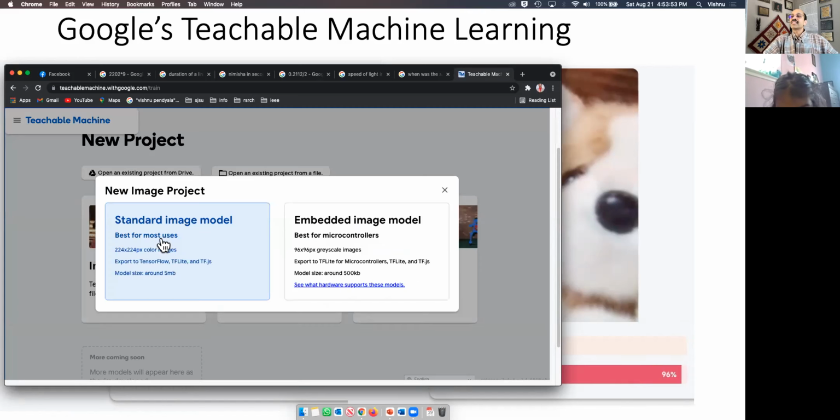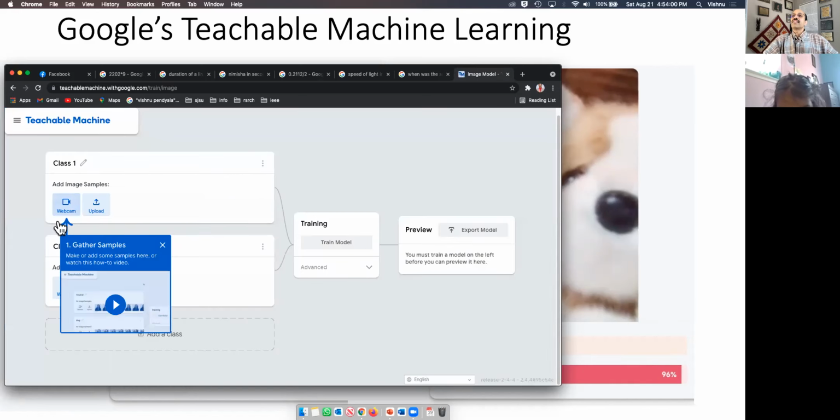If you choose image project, there is standard image model and embedded image model. So you can choose standard image model and dump a number of images here. You can upload or you can do this. Then based on the images, the model gets trained. And once the model is ready, you can preview it and it starts to recognize similar kinds of objects. So you can try this. This is Google's Teachable Machine, right?